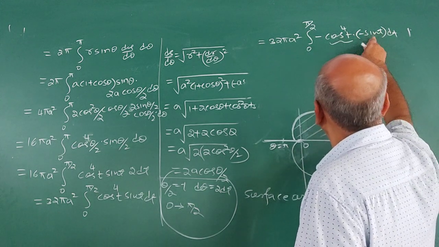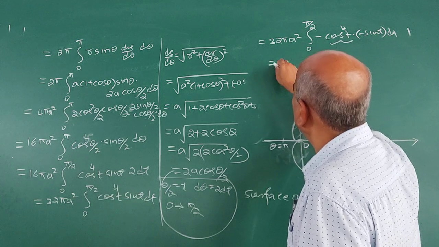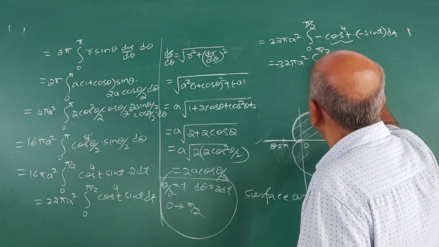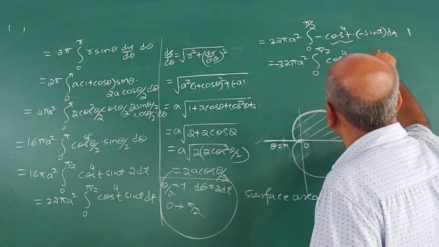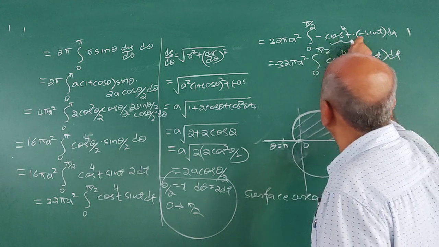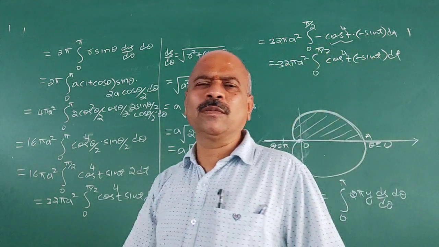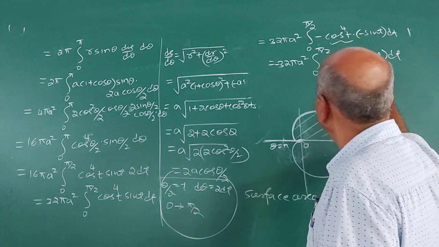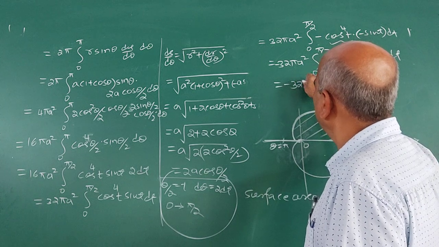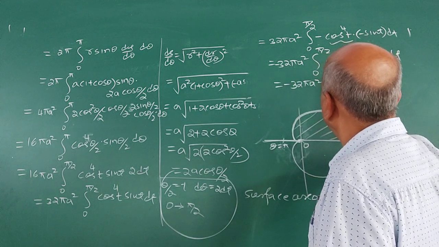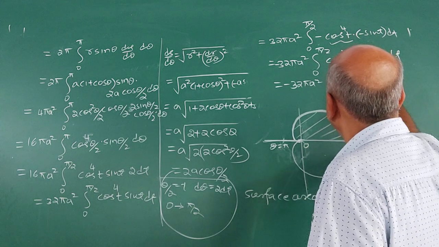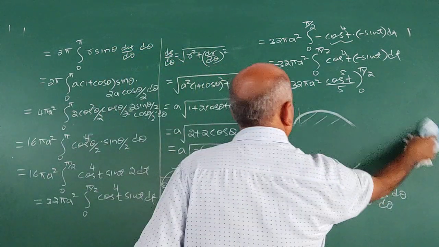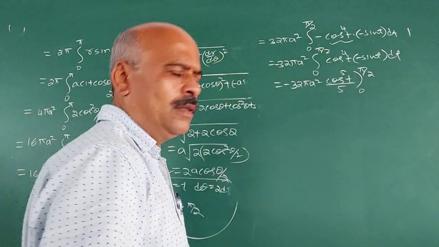Now you take this as f(x), this is f dash x. Minus 32 pi a square integral 0 to pi by 2 cos t raised to 4 into minus sin t dt. See, I have taken minus of minus because differentiation of cos is minus sin. If you take this as f(x), then f dash x is minus sin t. Minus 32 pi a square into cos t raised to 5 upon 5, from 0 to pi by 2. Now simplify. See the final answer.